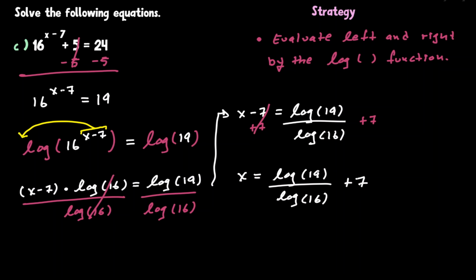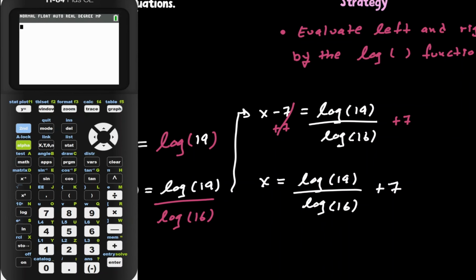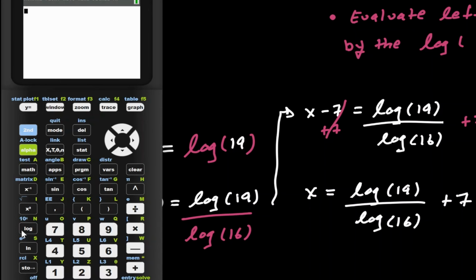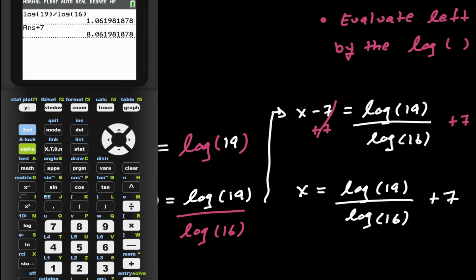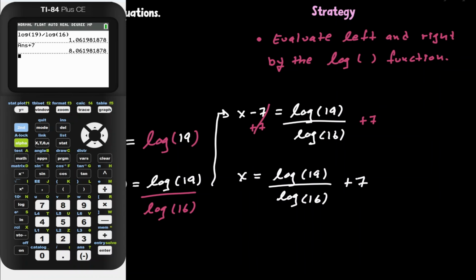So now let's use our graphing calculator to find this value. Let's do log of 19 divided by log of 16. And now let's add 7. So we have our solution. X is equivalent to 8.06.